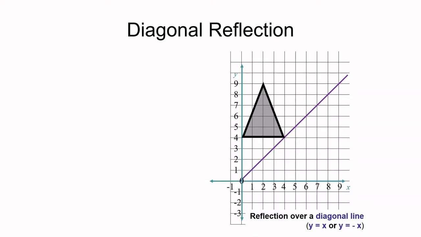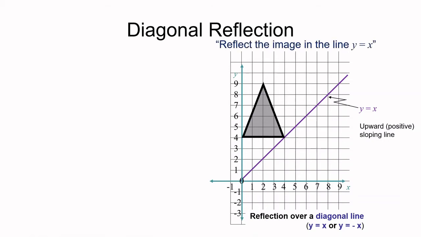In this particular case, hopefully you can see that this is an upward sloping diagonal line. As we go across to the right, the line goes upwards. So I would say that this is a positive sloping line. And the equation is y equals x, because if you look closely at the coordinates along this line, the points (0, 0), (1, 1), (2, 2), (3, 3), and so on, the y coordinate is exactly the same as the x coordinate. That makes this equation y equals x. So we're going to reflect this image in the line y equals x.